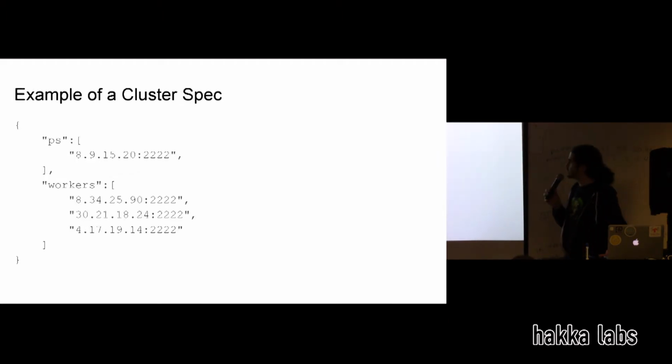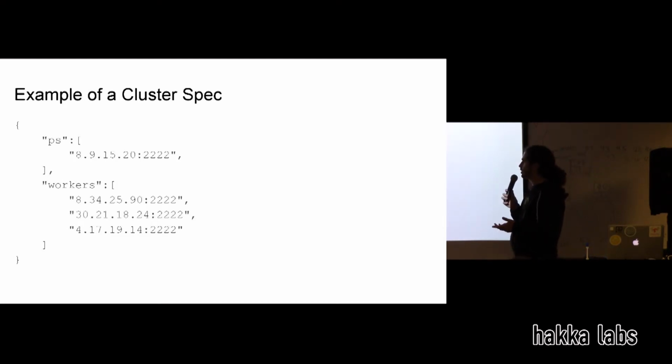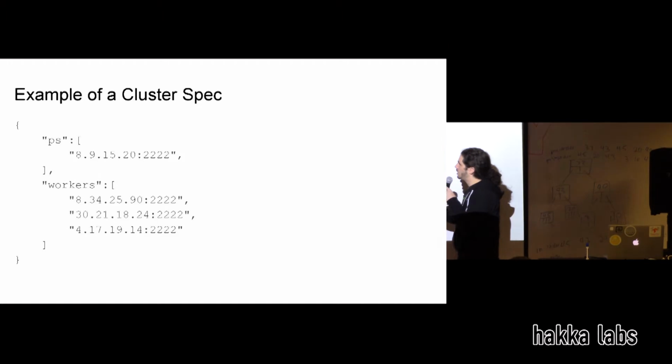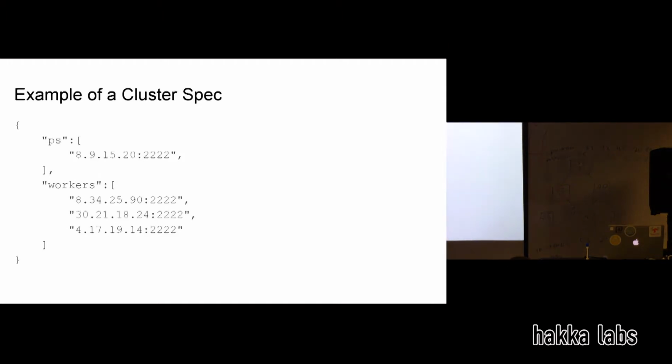OK, now let's get practical with an example of a cluster specification. In this example, we have a parameter server. There is written very little at the end of the tutorial about why PS is parameter server. And then you have a set of workers. So this is the job. We have this job with one task, and this is another job with 3 tasks.